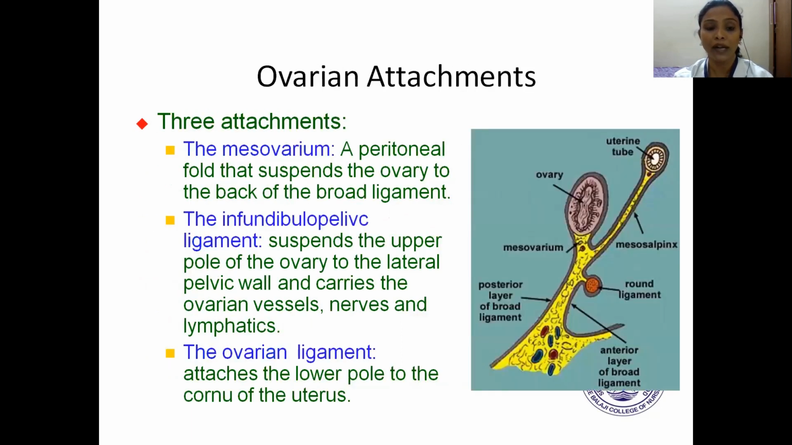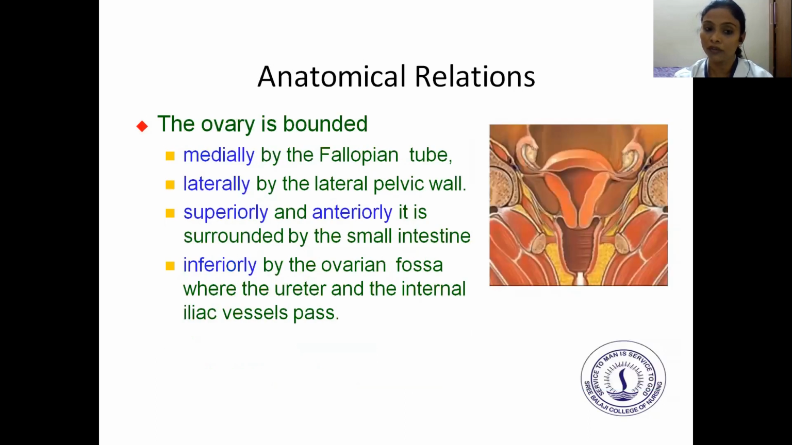And next is the ovarian attachments. So there are three attachments of the ovary: the mesovarium, a peritoneal fold that suspends the ovary to the back of the broad ligament; the infundibulopelvic ligament suspends the upper pole of the ovary to the lateral pelvic wall and carries the ovarian vessels, nerves, and lymphatics. Next, the ovarian ligament that attaches the lower pole to the cornua of the uterus.